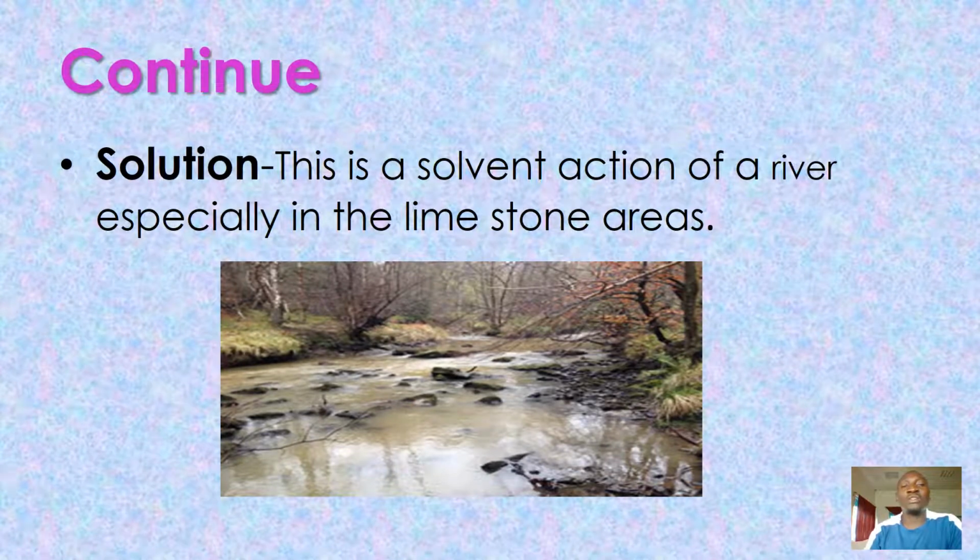Then we look at solution. This is the solvent action of the river, especially in limestone areas. From the concept of rocks in East Africa, limestone is among the rocks which are weaker, so they are eroded faster. When the river is flowing in limestone areas, solution takes place. In our picture, you can see that the river has changed color because of solution. That is the limestone area where the river flows.